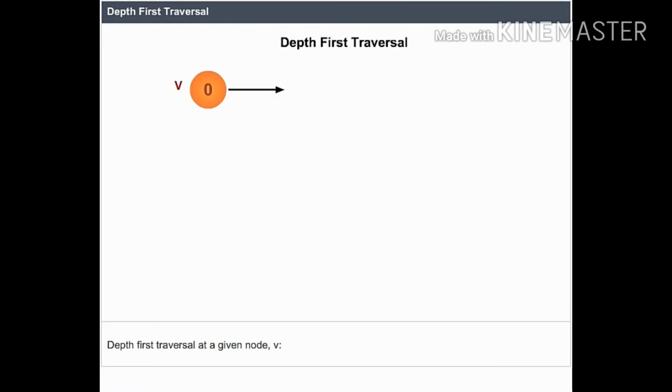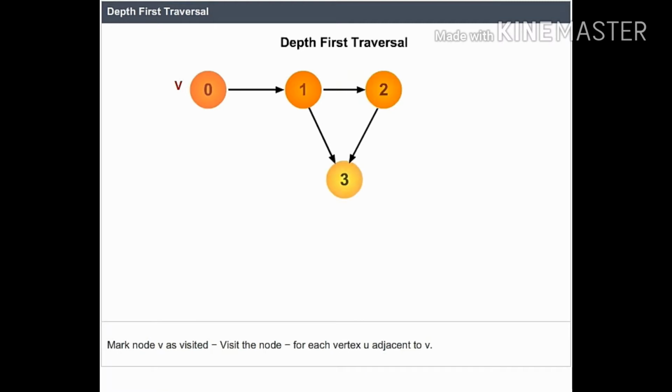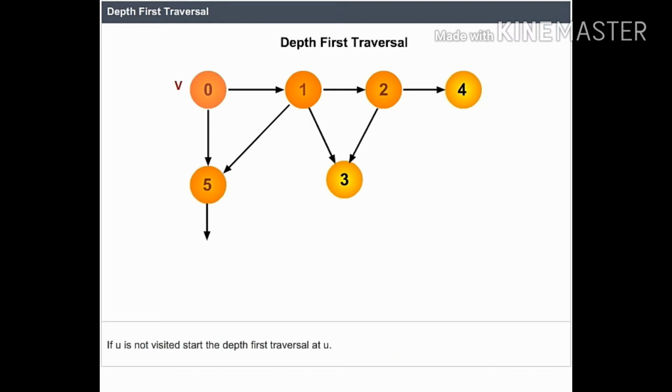Depth-first traversal. Depth-first traversal at a given node V: mark node V as visited. Visit the node. For each vertex U adjacent to V, if U is not visited, start the depth-first traversal at U.